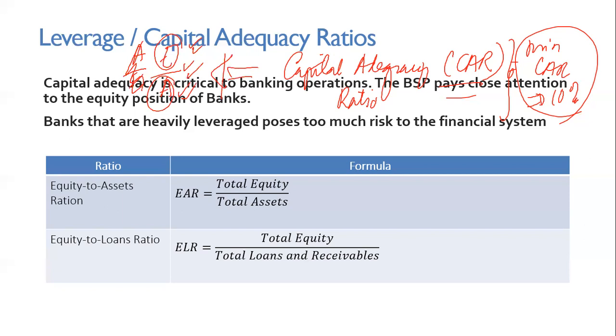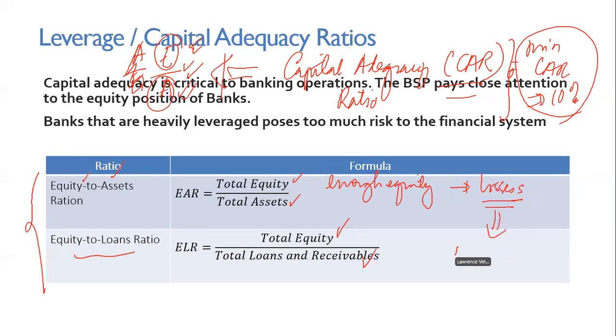What are some other capital adequacy ratios? Of course, we want to get the equity to assets ratio, total equity over total assets. And the equity to loans ratio, total equity over total receivables. The idea is a bank needs enough equity so that if there are losses, it will not result in bankruptcy.